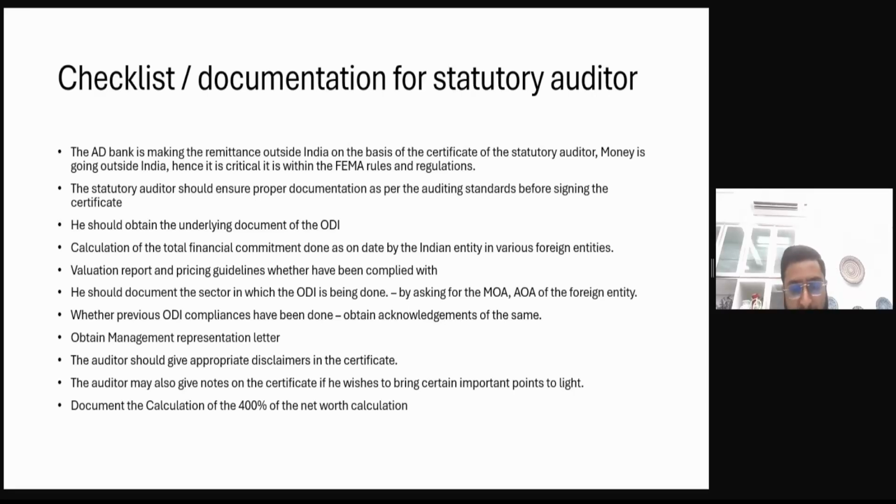Obviously, this has to be discussed with the client, the Indian entity and the bank, and it has to be suitably drafted. And as I said earlier, the documentation and the calculation of the 400% of net worth should be thorough.